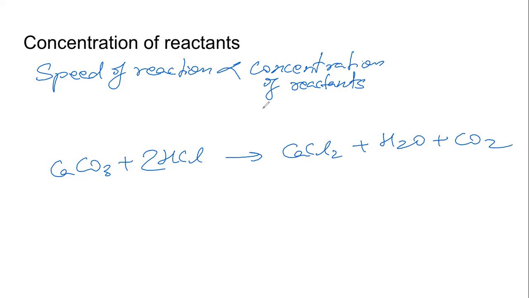Same equation. Now, in the previous case, we took dilute. Now, if we take concentrated hydrochloric acid, we will write it in the bracket CONC. So this reaction will be faster. This is the only change. Previously, we wrote DIL for dilute. Now it is concentrated, so CONC.